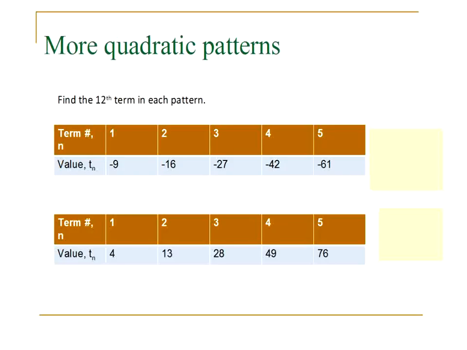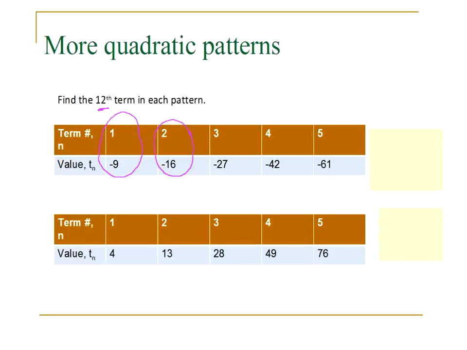Here are two patterns. I want you to find the 12th term in each pattern. And so what you can do here is, again, you need to find the common difference. Once you find the common difference, you half that, and that's your A value. You can use your two data points to find B and C. And then once you do that, you can plug in 12.